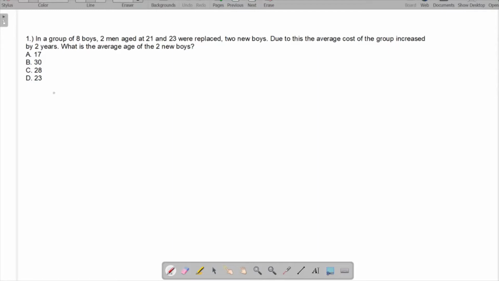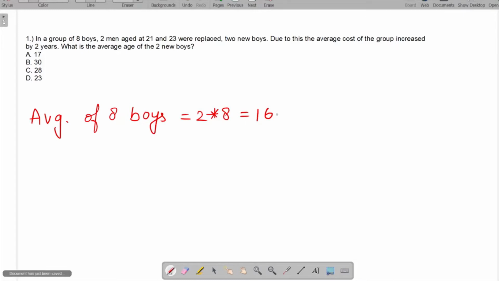So first of all, let's find the average that is increased because of adding the two new boys. So there were a total of 8 boys. So the average that will be increased is, just a minute, the average of 8 boys will be 16. So the average is increased by 16.